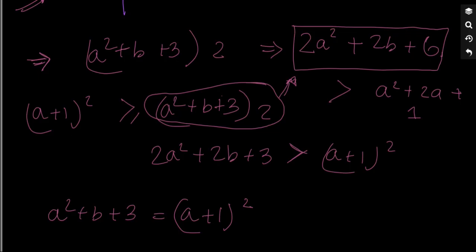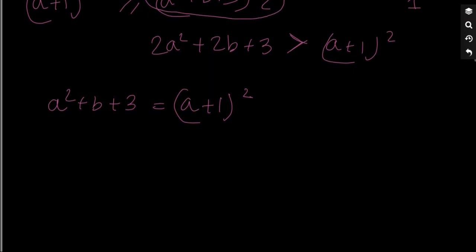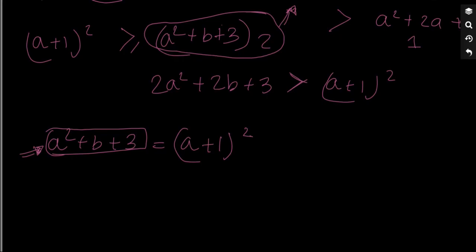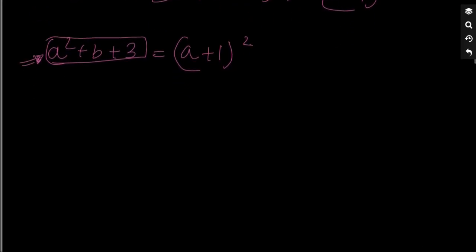But what does that mean? We cannot multiply this by 2. That means that we can only multiply this by 1. Because if you multiply this thing by 2, the inequality is not going to work. So that's why these two things are going to be equal. And okay, what's the next thing? I mean, these two things are equal. Oh, nice. Okay.